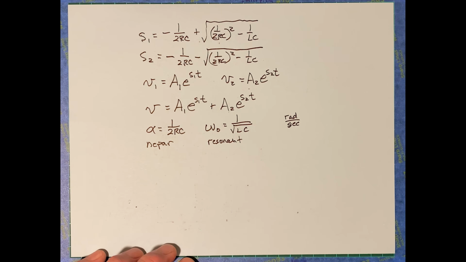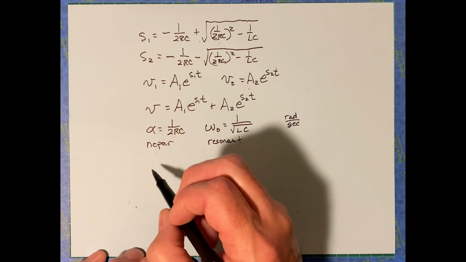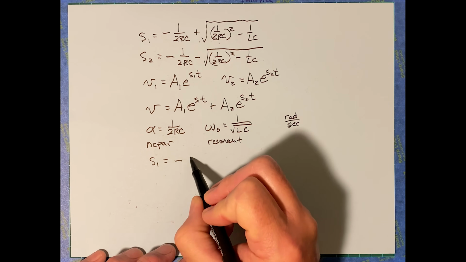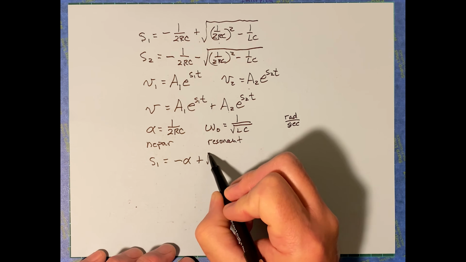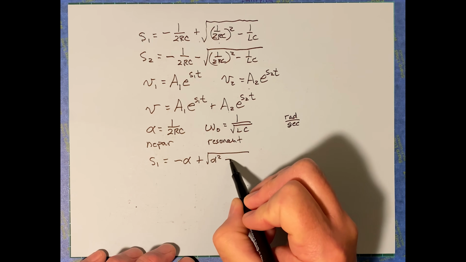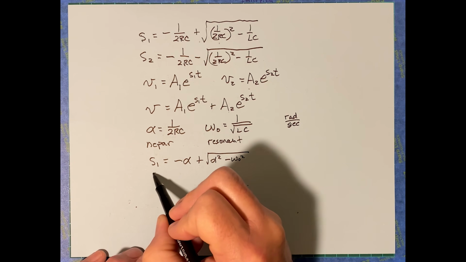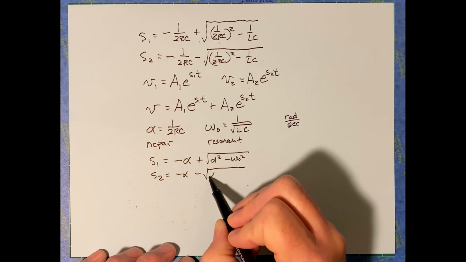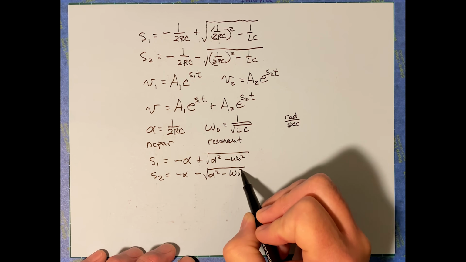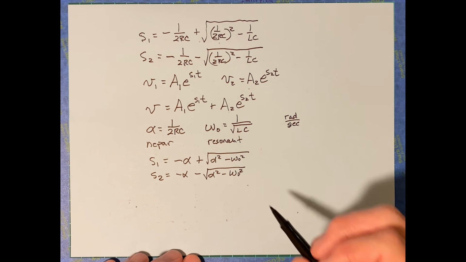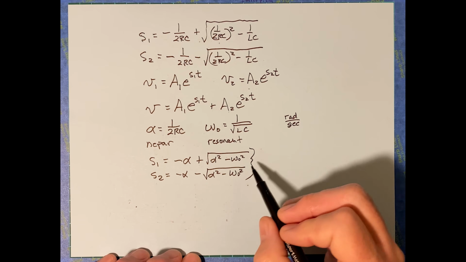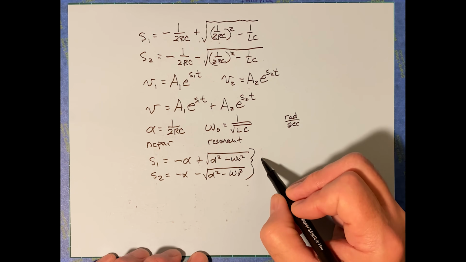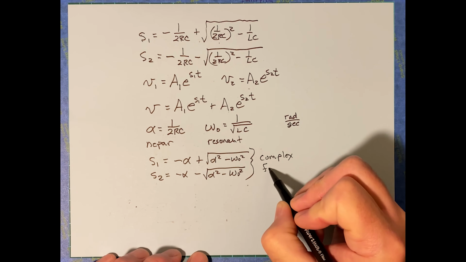But now let's just leave these definitions here and realize at this point that we can write S1 as minus alpha plus the square root of alpha squared minus omega naught squared. And we can write S2 as minus alpha minus the square root of alpha squared minus omega naught squared, like that. Now these two are also frequencies. They also have units of radians per second, and these are called the complex frequencies.